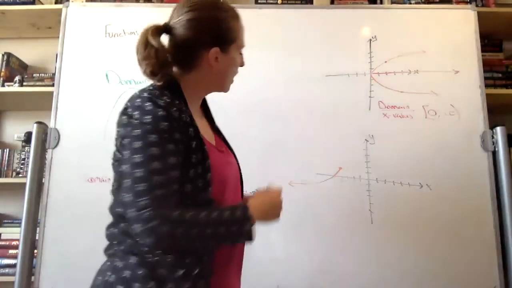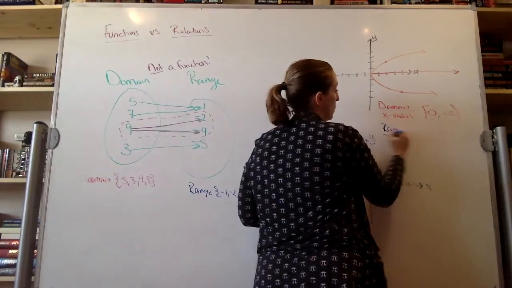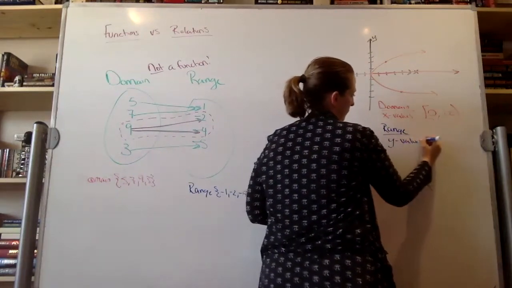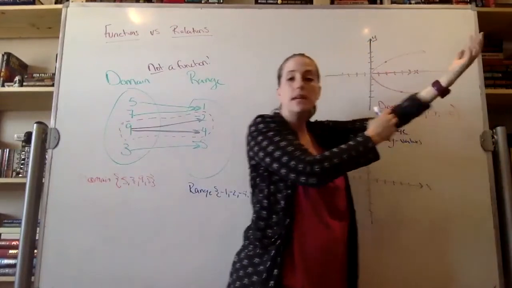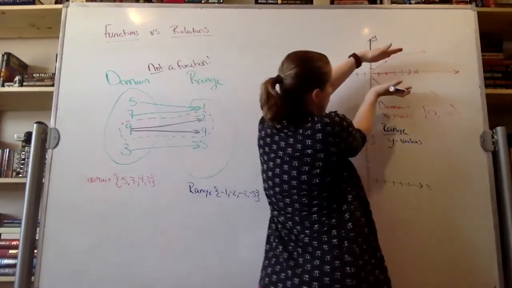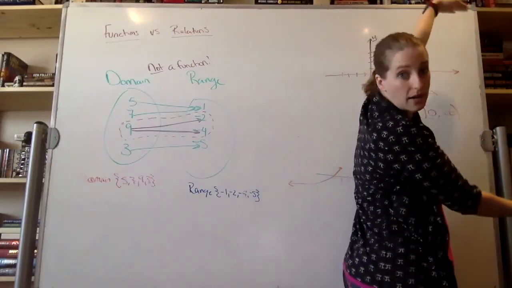Now let's think about our range, okay? Remember that our range is going to be all the included y values. All right, so remember that when a graph has these arrows, that means the graph continues on for forever. So this graph is going to continue on forever, and as it does that, it's going to get wider and wider and wider.